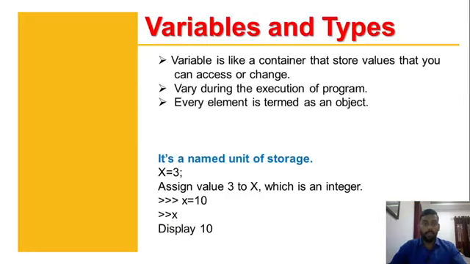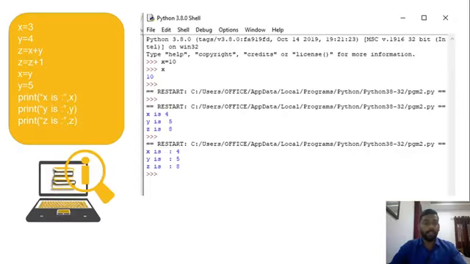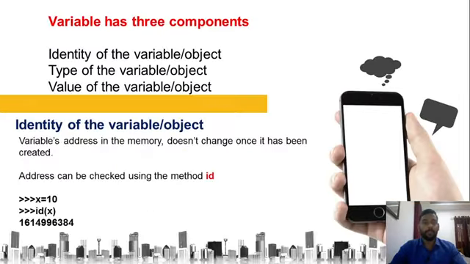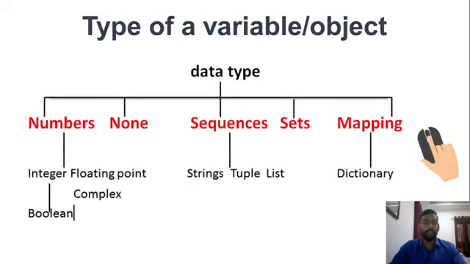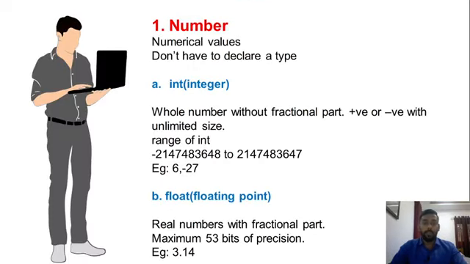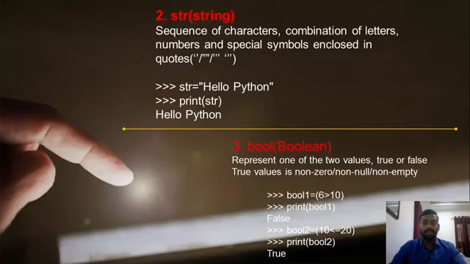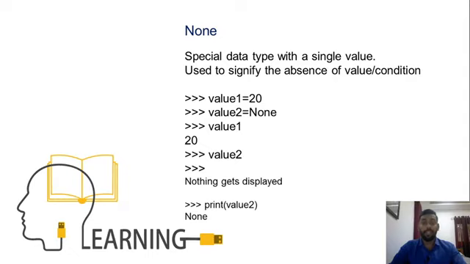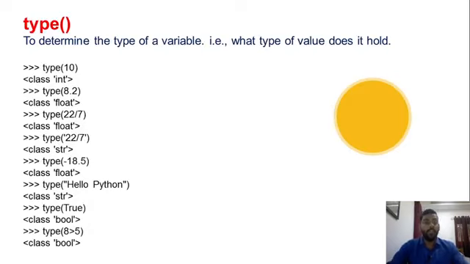It was all about variables and types, and we created a number of variables and used them to perform operations. Then three components: id, type, and value. Then data type division. We went through number, which has three subdivisions: integer, float, and complex. Then string, a group of characters. Then boolean, either true or false, and finally None, which signifies the absence of any value. So we are continuing the same topic.